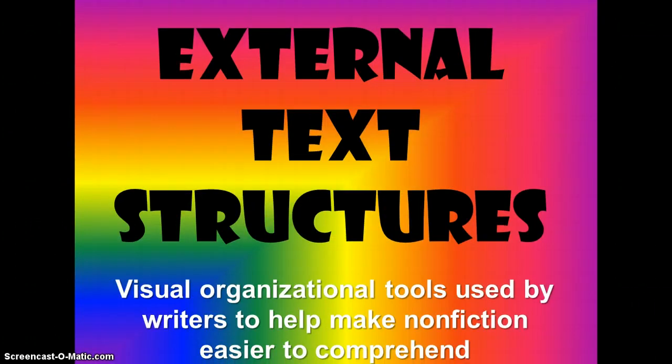So to make this a little bit easier, we think of external text structures as visual organizational tools used by writers to help make nonfiction easier to comprehend. Now, external text structures can come up in all kinds of genres, but they most often appear in nonfiction, in texts that it might be a little confusing to understand or very, very fact-based. External text structures help to add interest to pieces, but they certainly help with comprehension as well.